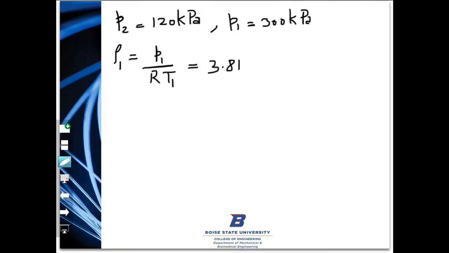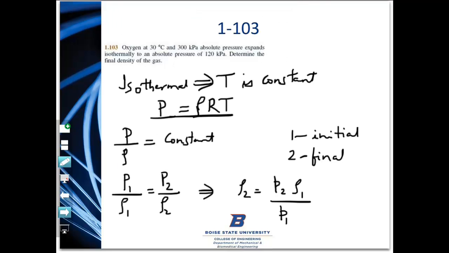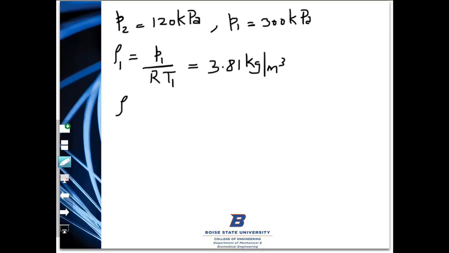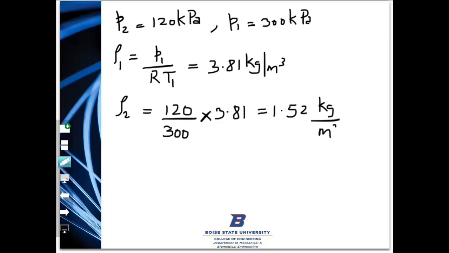So you'll get rho 1 to be 3.81 kg per meter cube. And then once you know that, you can then find rho 2. So rho 2 will be 120 over 300, which is P final over P initial, or P2 over P1, times the density which we just found, the initial density. So you'll end up with 1.52 kg per meter cube. Okay. All right.